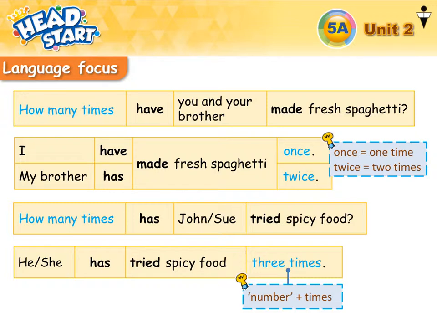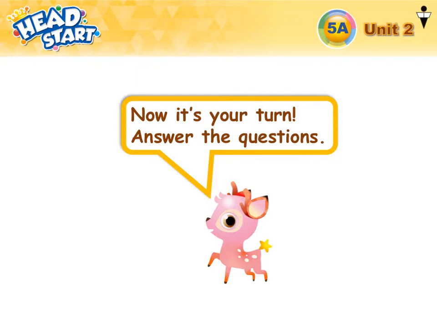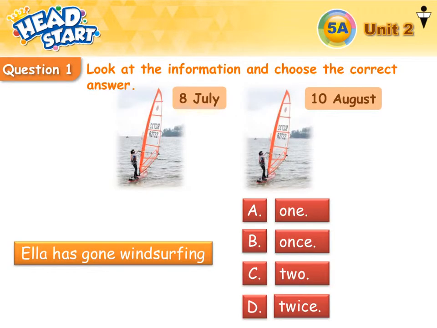Okay, here we are talking about third person singular like John and Sue. We use has plus pp. How many times has John tried spicy food? He has tried spicy food 3 times. Okay, remember from 3 and above, we don't have other word to replace it, so just say 3 and then the word times, number and times. Now it's your turn. Answer the questions.